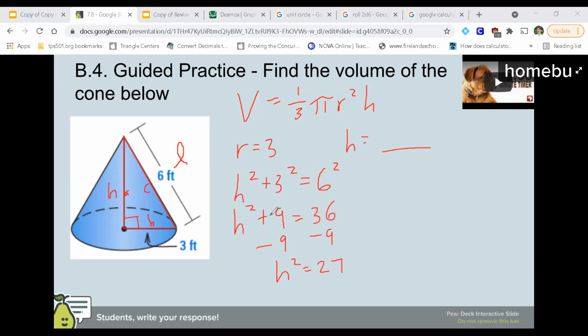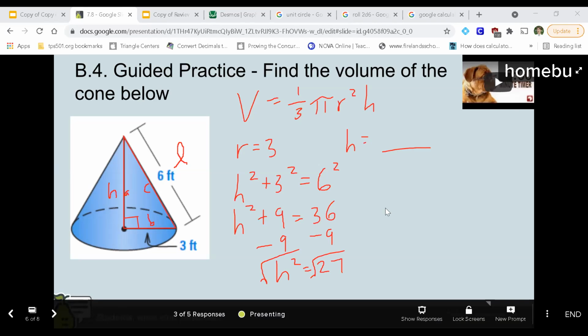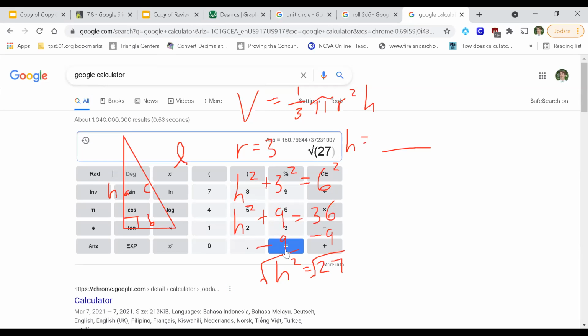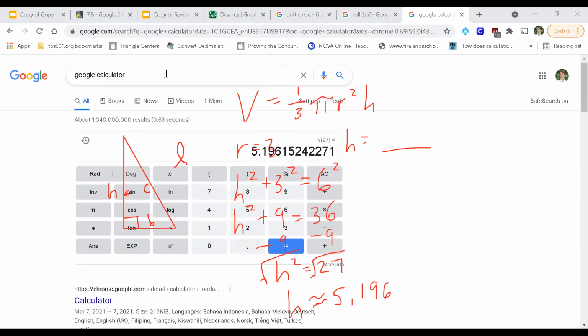And now this is the most missed part of this. I want to get rid of the squared. What's the opposite of squaring something? Square root. That's the key. It's not divide by 2. It's not 2 times h, right? It's h to the second power. It's h squared. So the opposite is the square root. So if you do that, you should get the square root of 27 is 5.196. So h is about 5.196.